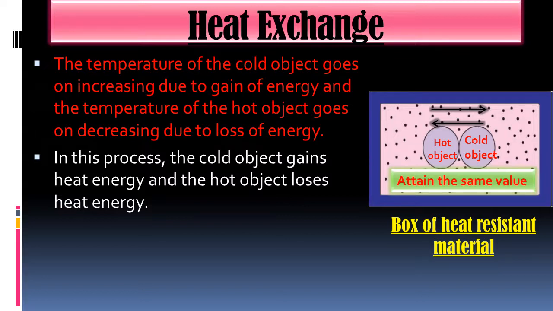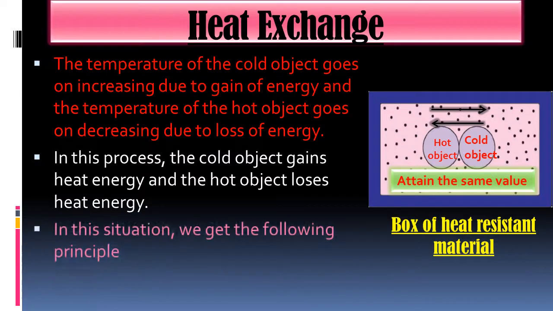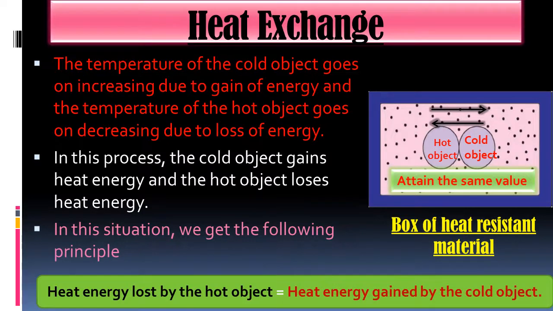And if the system of both the objects is isolated, that means it is kept in a resistance material box, so that the energy exchange takes place between the two objects only. In this situation we get the following principle. Heat energy lost by the hot object will be equal to heat energy gained by the cold object. Why is this equal? Because the heat exchange between two different objects will continue till the temperature attains the same value. That's why the heat energy lost by the hot object equals the heat energy gained by the cold object, and this is called the principle of heat exchange.